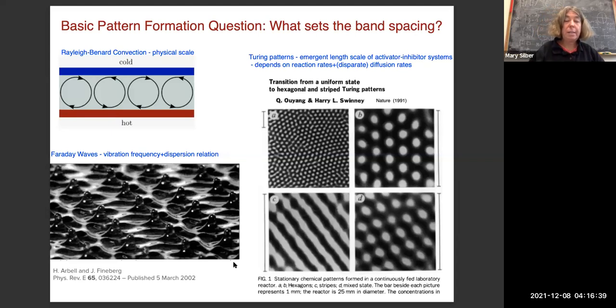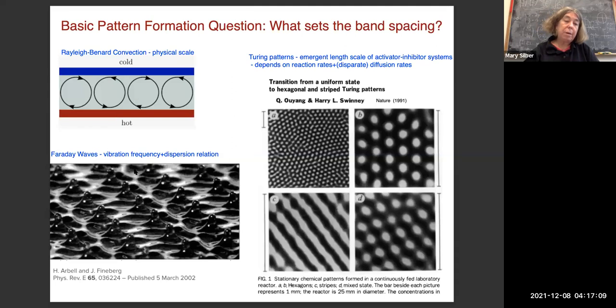So that would be the most basic question I might want to be able to answer. And I want to contrast that with other pattern formation problems that I've investigated in the past, and what sets the periodicity in those. Okay, so there's things like Rayleigh-Benard convection, where you have a layer of fluid that ends up forming these convective rolls, and there the spacing of the convective rolls is set by the physical scale of the depth of the fluid layer. So that's one example.